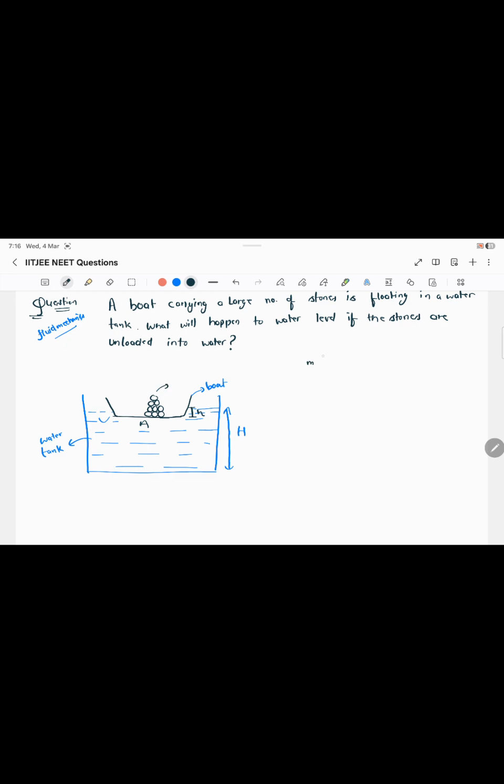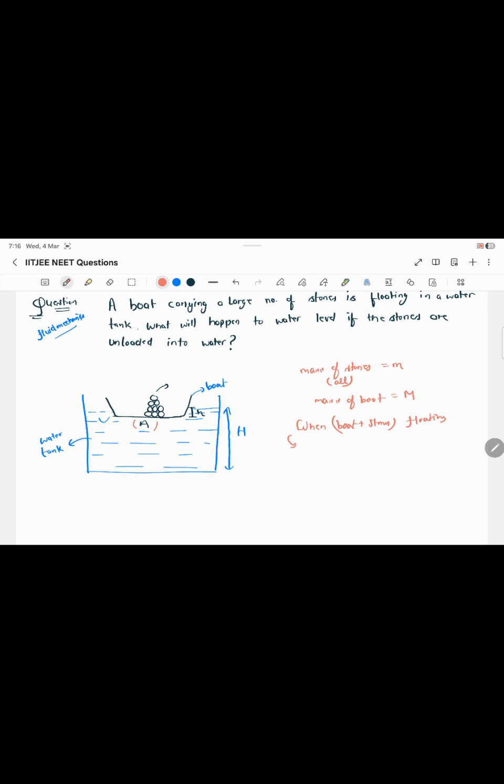and the mass of all these stones we can consider as small m. I'll write here, mass of stones, all stones is m, and the mass of the boat, because it is not given in the question, I'll take as capital M. Initially I have written here area A and h. Initially, when the boat plus stones are floating, what will happen in this case?